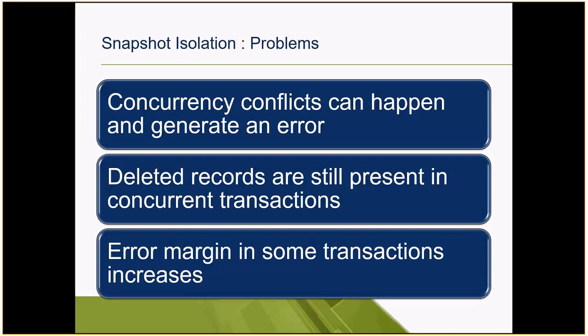There is an error margin in some transactions, a margin for errors that will increase. That's the situation I explained about a hidden bug present in production but never happened before. It can appear with the snapshot isolation level or with RCSI. In practice, what does this mean?